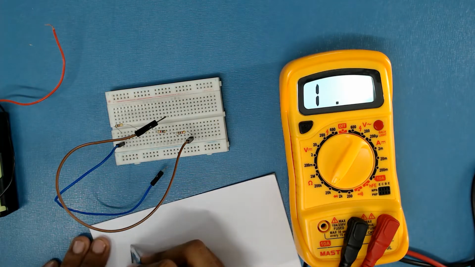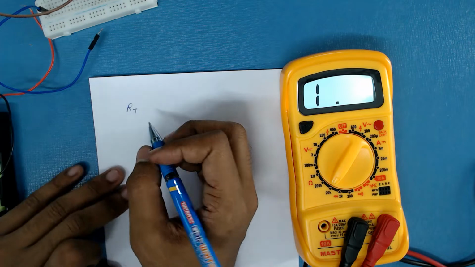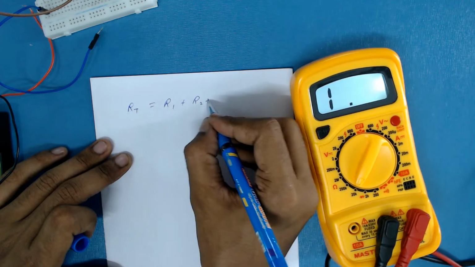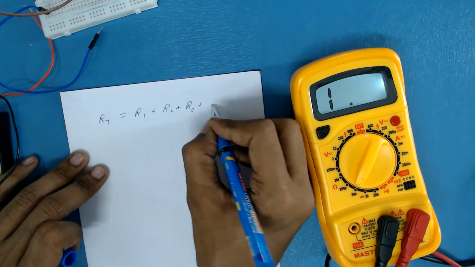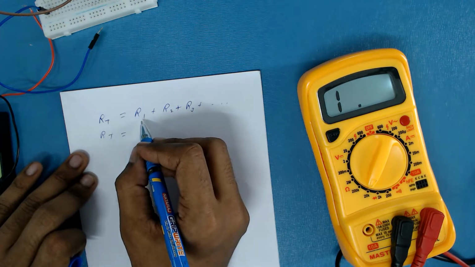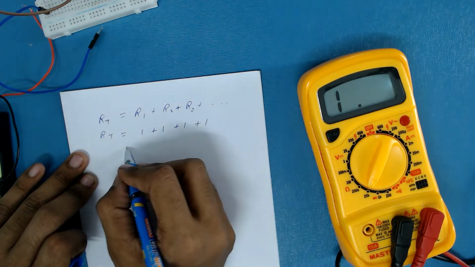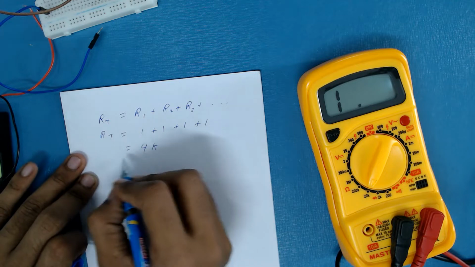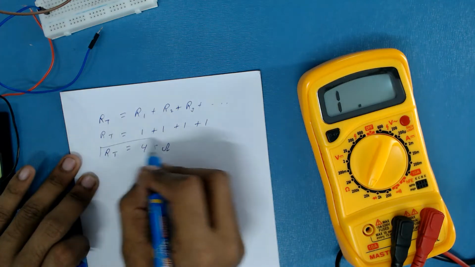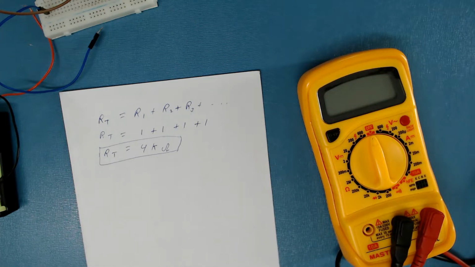Let's say in series, the total resistance R total, RT, is equal to the sum of the individual resistances, R1 plus R2 plus R3 and so on. Here R total equals: the first resistance has a value of 1, the second is also 1, the third is also 1, and the fourth is also 1. They are directly added, so that is 4 kilo ohm. This is R total, the total resistance in series. Now we are going to see the parallel combination.